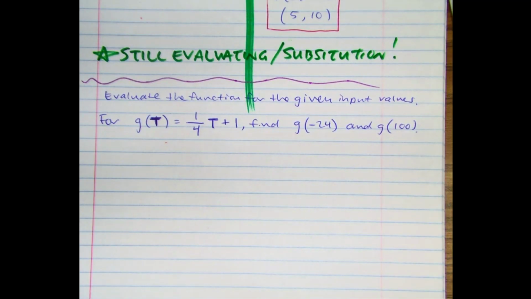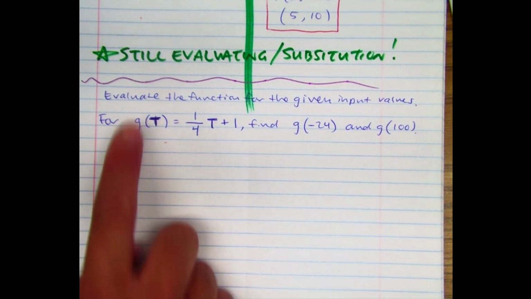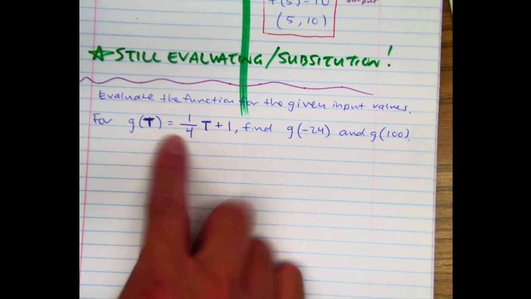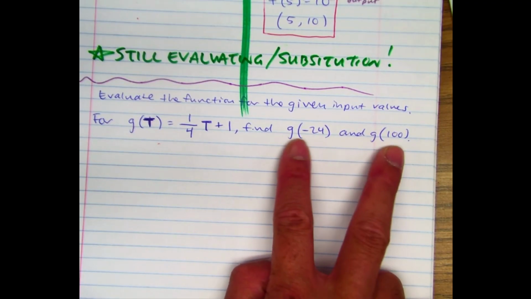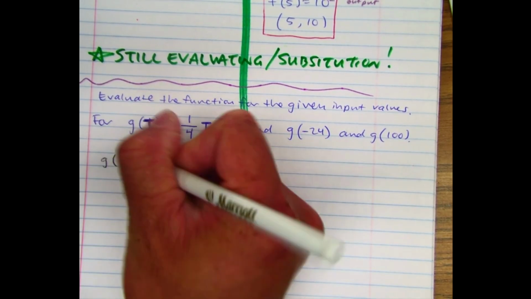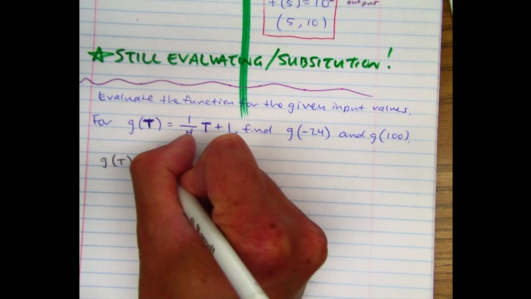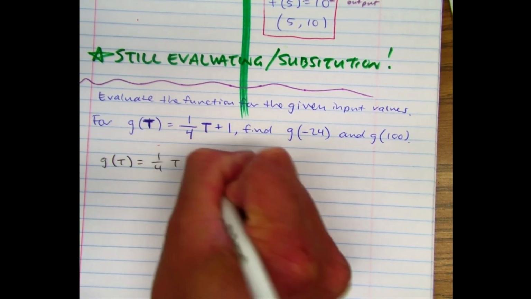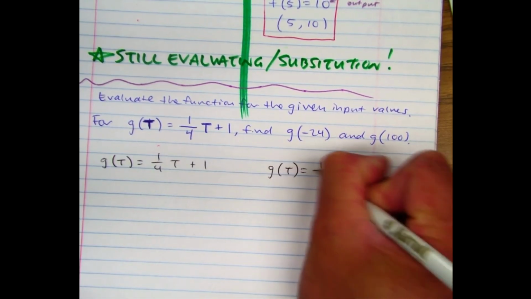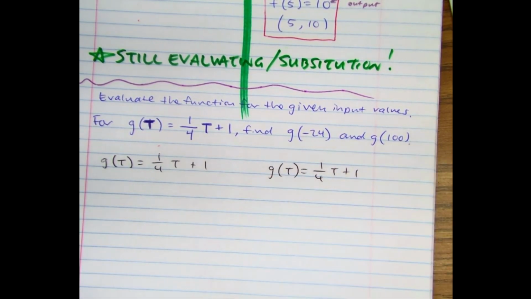All right, we learned that to evaluate, we're just going to do some substitutions or replacements. Here's my function, and I have two inputs, so I'm just going to take this problem and write it twice. G of t equals 1/4 t plus 1. I'm going to write it twice. G of t equals 1/4 t plus 1.